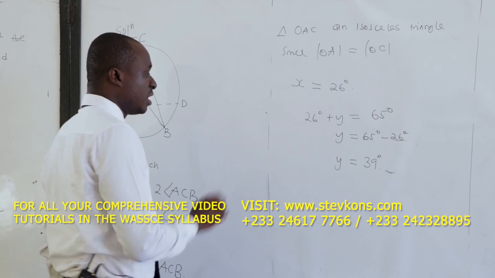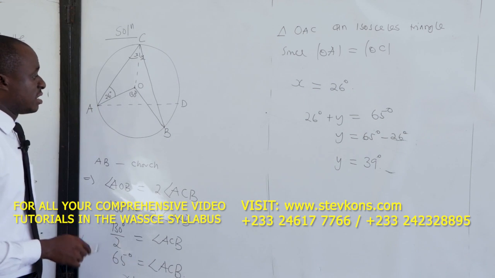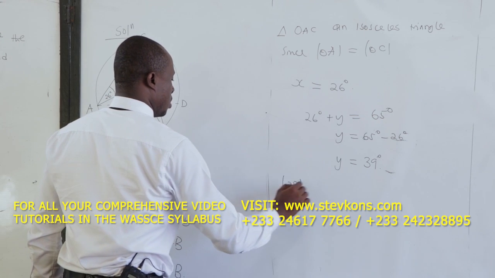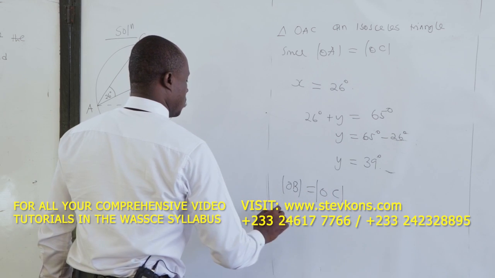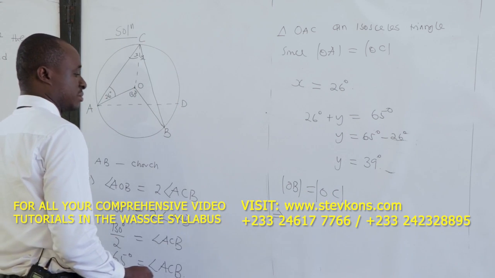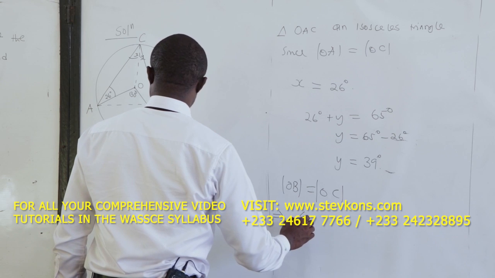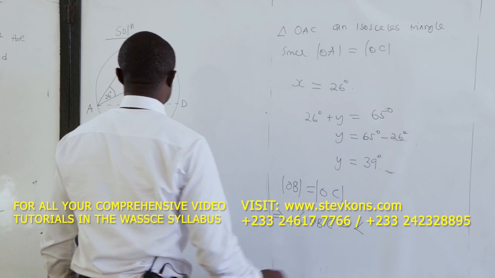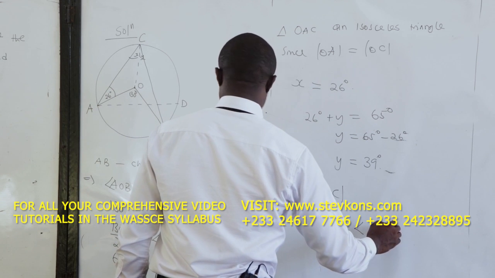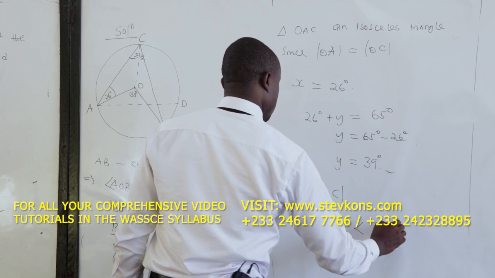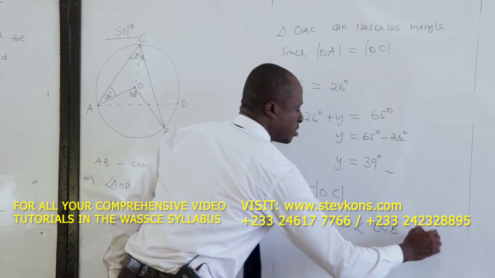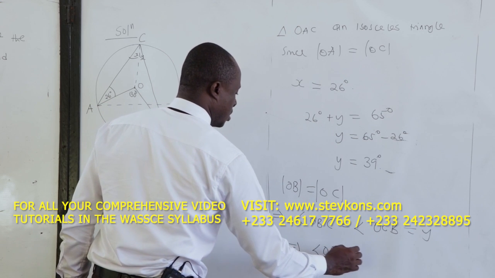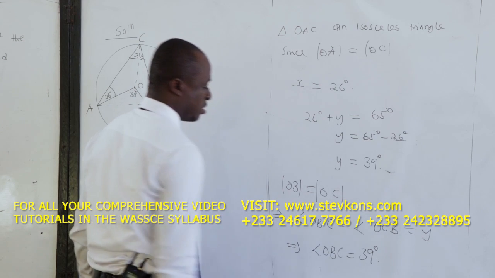Now, if Y is 39 degrees, also what can you see? OB is the same as OC. And this implies that angle OBC is the same as angle OCB, which is the same as Y. So this implies that our OBC is equal to 39 degrees.